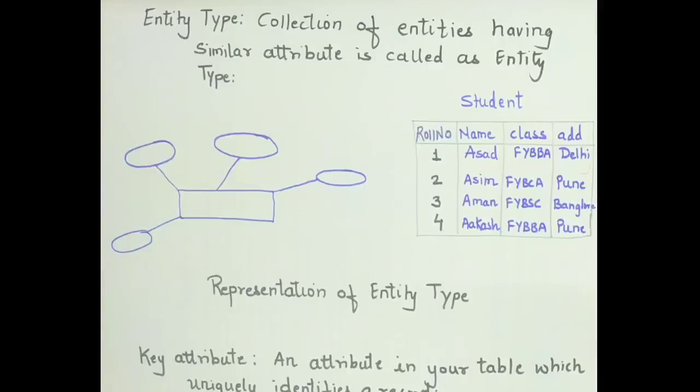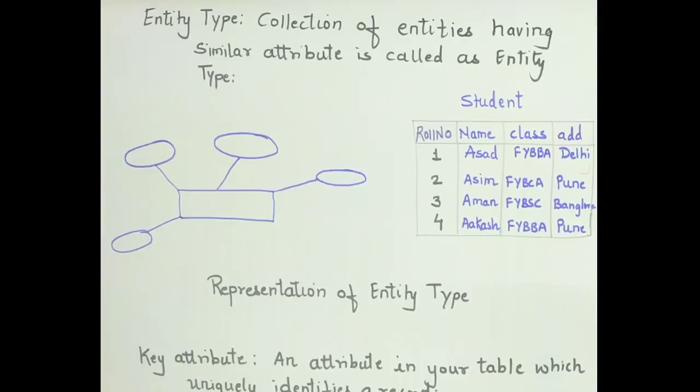In the previous video, I have already explained to you the concept of entity, the classification of entity, what is attribute, what is domain, and what all are the entity sets. Today we are going to see the entity type, and how it is represented in the entity relationship diagram.